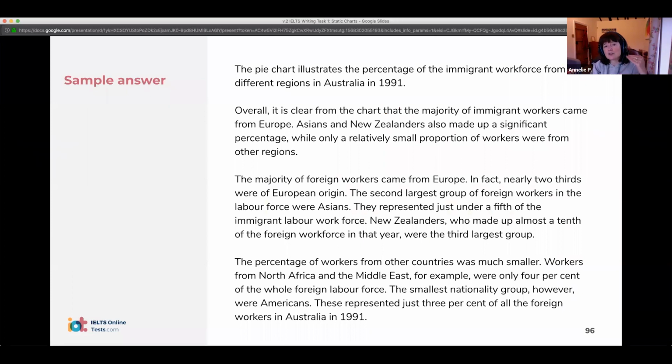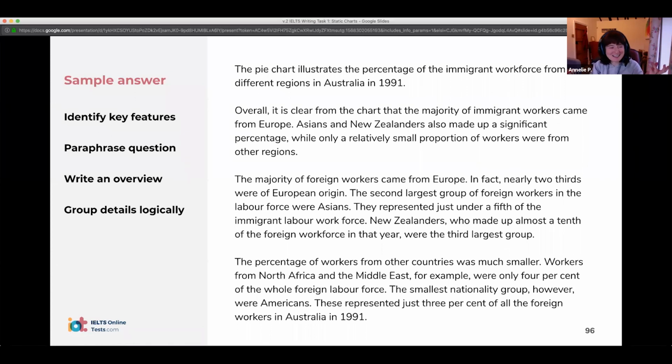So if we look here, we have our full answer. So we have our introductory sentence, very short. We have our overview, main trends, no details, no figures. Then we have our body, which has all of the details, all of the exact data in it, organized in a logical way that's very easy for the examiner to follow. Okay, so yes, it would certainly be a 9. Yeah, it's written by examiners.